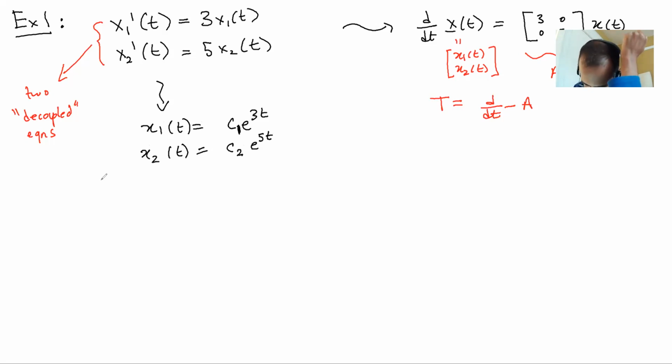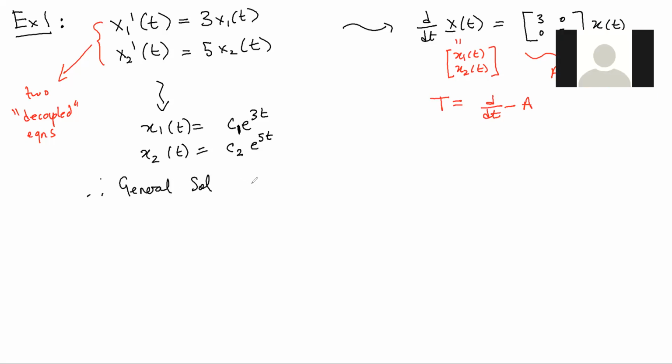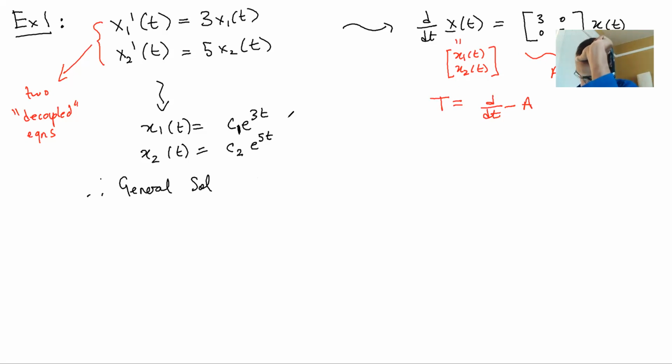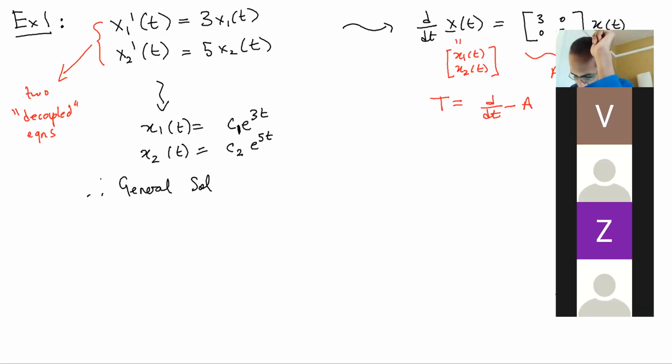So what's the general solution? Well, why would there be a c1 in front of the e to the 3t? Don't we want its derivative to only be 3x1t? So there's no c1? Well, there is, right? Because let's just check this. So okay, never mind. Yeah, if you multiply both sides by c, it doesn't change anything, right? So yeah, good thought.